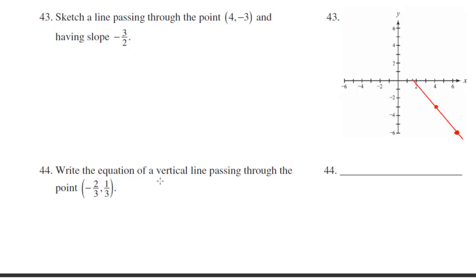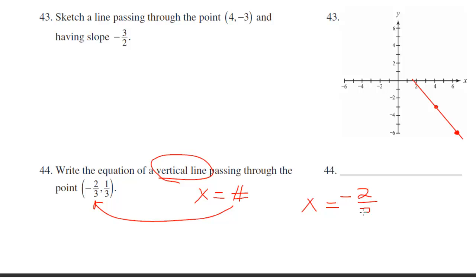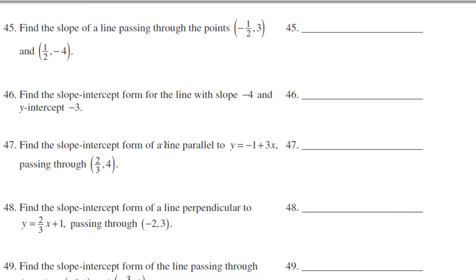To write the equation of a vertical line passing through the point -2/3, 1/3, just got to remember that vertical lines have equations of the form x equals a number. There won't be a y variable in the equation. So we're looking for the x value, and the x value is -2/3. So x equals -2/3 is the equation of the line.